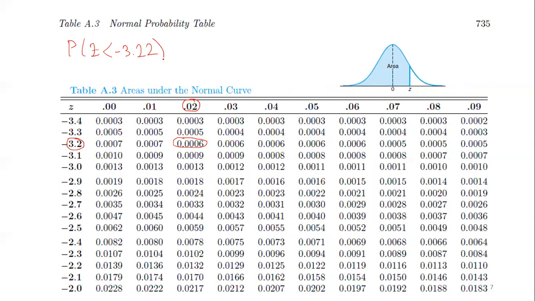So this is minus 3.22, which is equal to 0.0006. Or let me just pick this one.